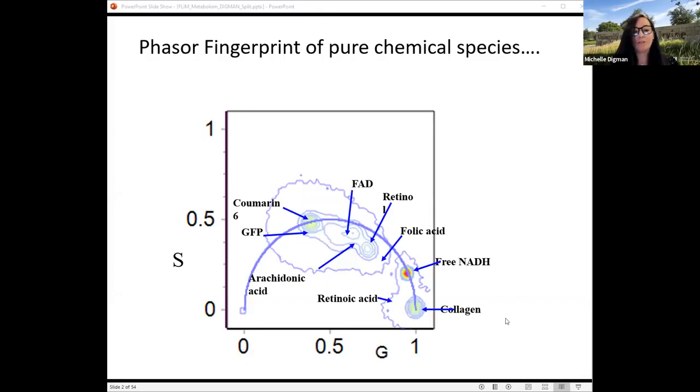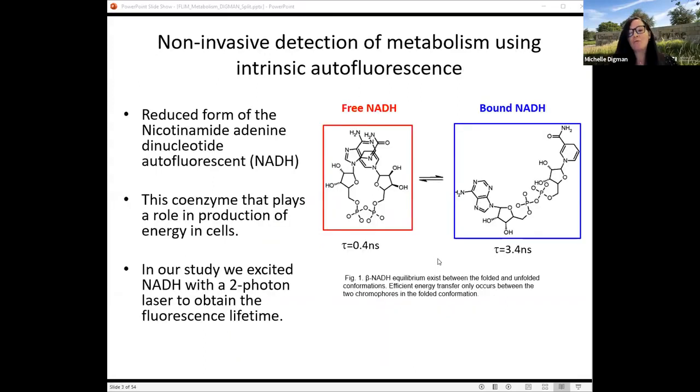these are just a few. Some of these are really important in tissues such as retinol, FAD, arachidonic acid, retinoic acid, free NADH, and bound NADH. And one of the things that makes this particular graphical representation exciting is the fact that you could actually excite the autofluorescence, the intrinsic autofluorescence in living tissue.